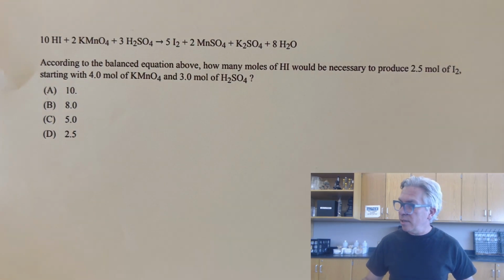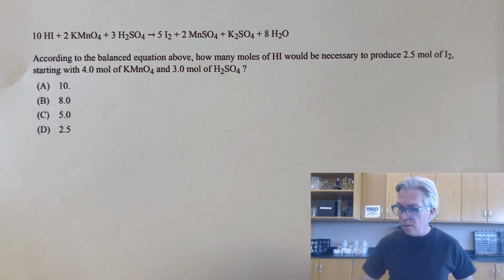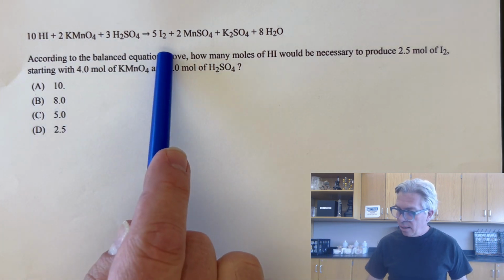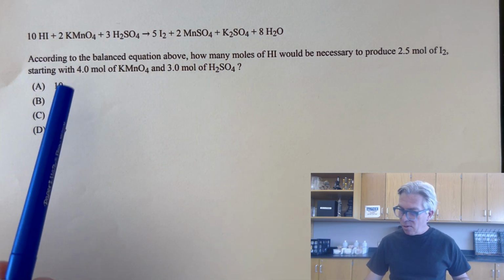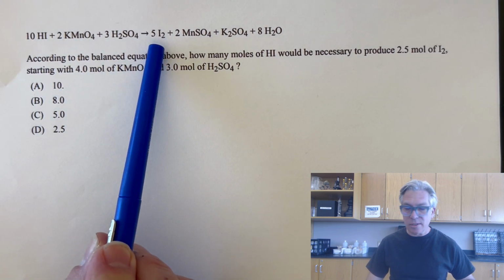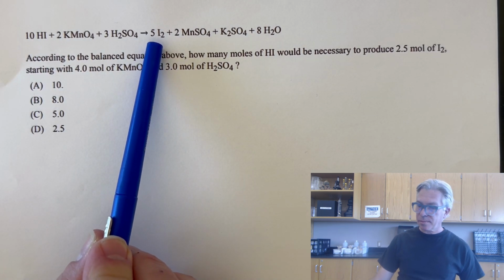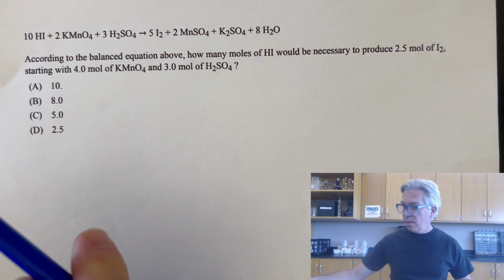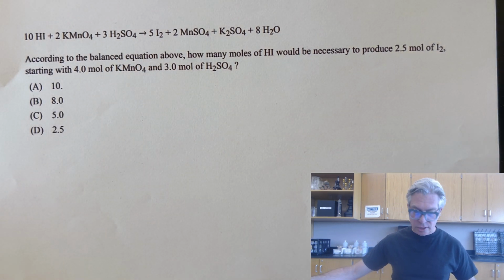Here is a redox reaction. Nice thing, though, is it's already balanced, so great. According to the balanced equation above, how many moles of HI would be necessary to produce 2.5 moles of iodine? Take a moment, pause the video, and I will show you the solution in just a second.